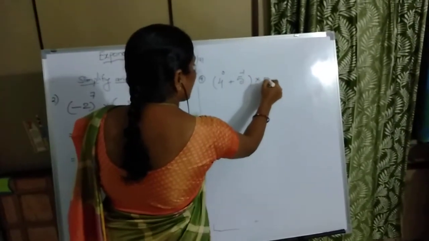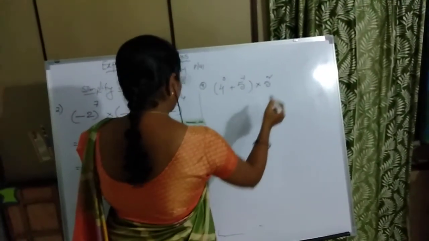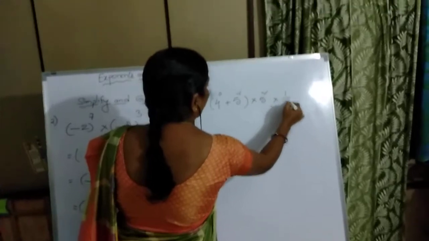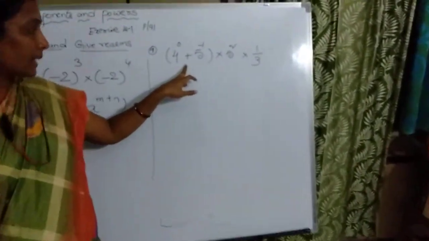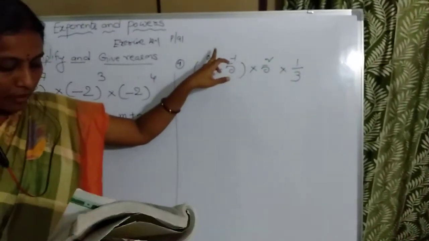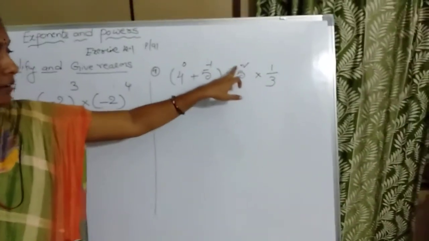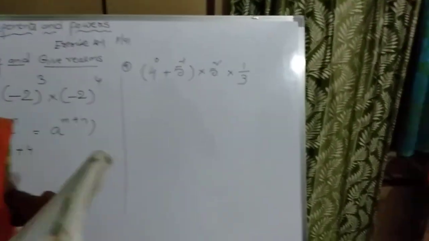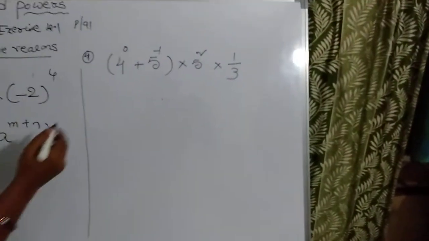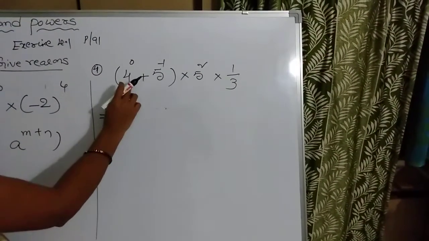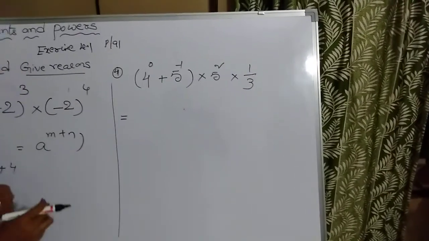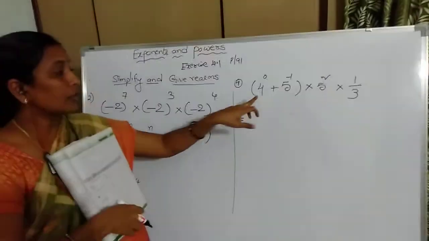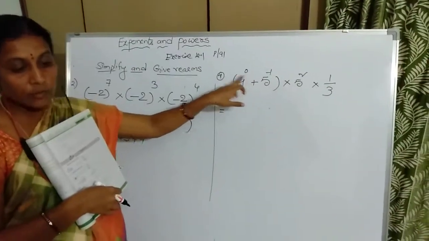into 5 square into 1 by 3. 4 to the power 0 plus 5 to the power minus 1 into 5 square into 1 by 3. So by using all laws of exponents, what is the value of 4 to the power 0? See the chart of laws of exponents. Any number to the power 0 equals 1.